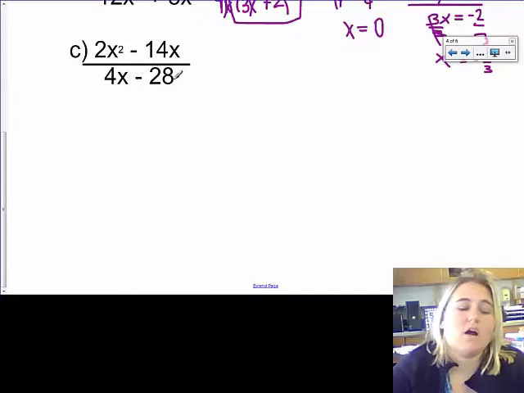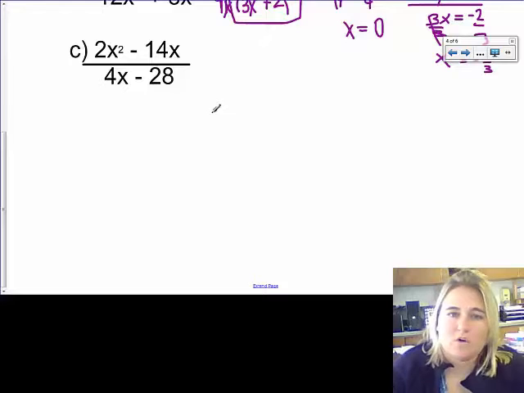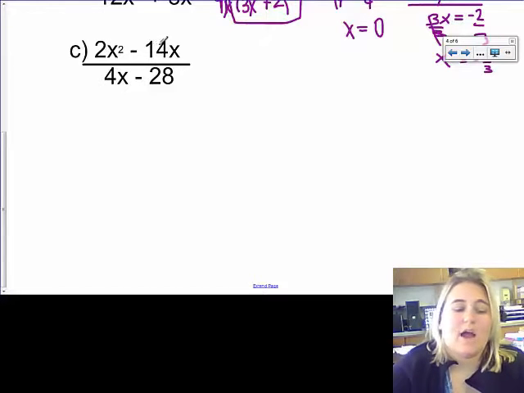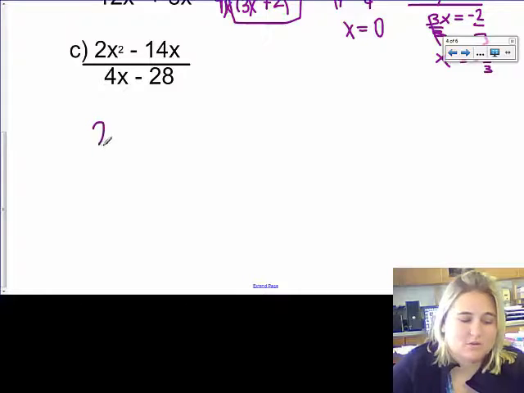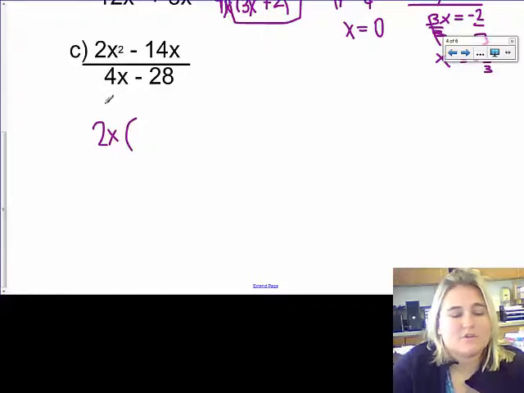So on C, I would like for you to try that on your own paper. Pause the video and we'll go over it together in just a moment. So on C, I can factor a number out of both of those. I can factor a 2. And I have x squared and x, which means I can factor an x. And on the inside, 2x squared divided by 2x is going to leave me with x, minus 14x divided by 2x is going to leave me with 7.